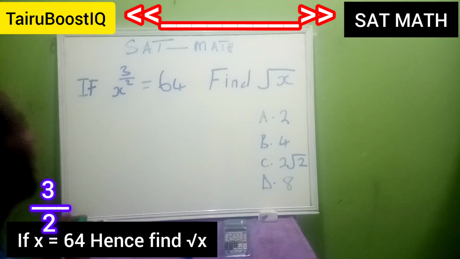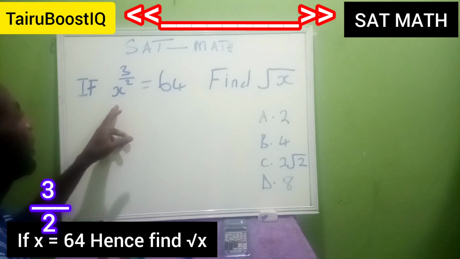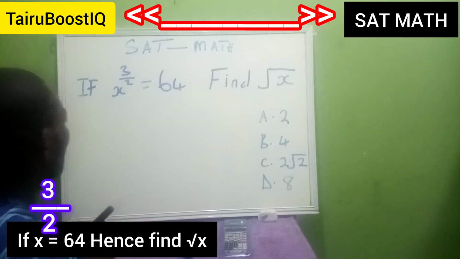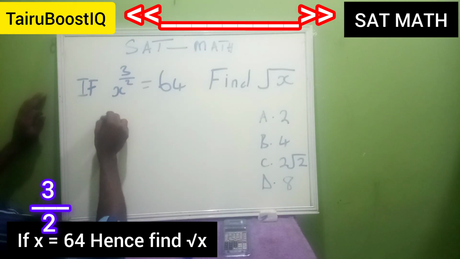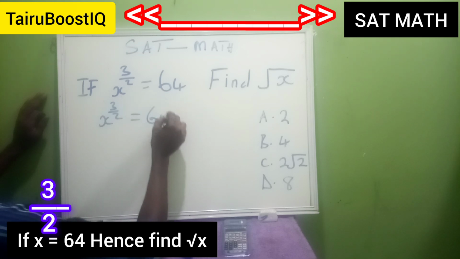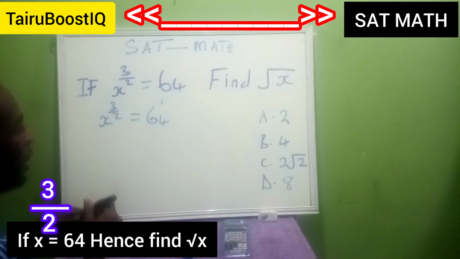Let's look at this mathematics question. We are given that x raised to power 3 over 2 is equal to 64. We should find the value of x. First of all, what we are going to do: we have x raised to power 3 over 2 is equal to 64 raised to power 1. I have not changed anything.